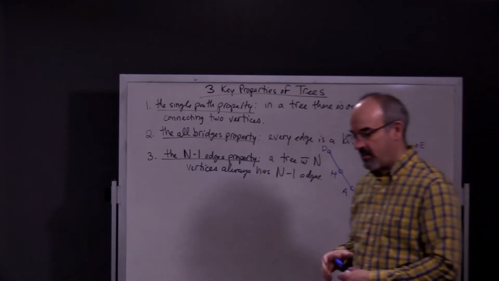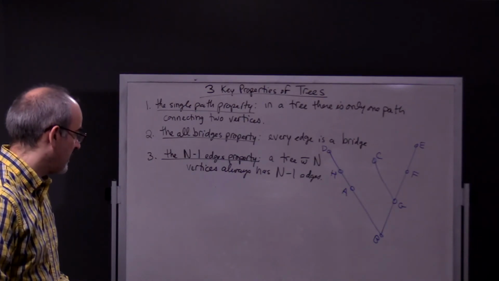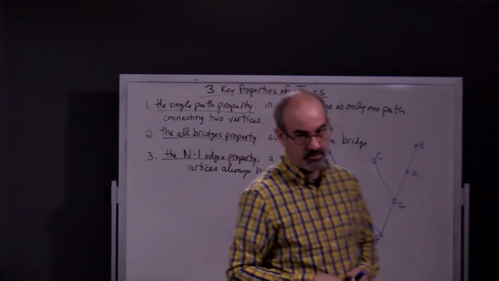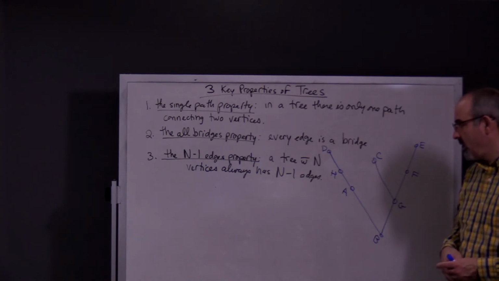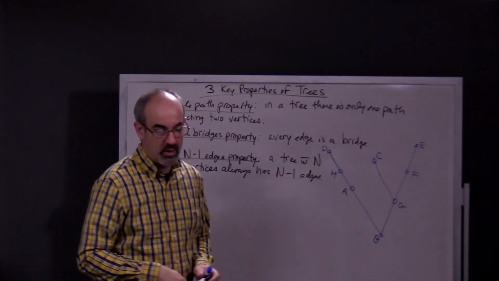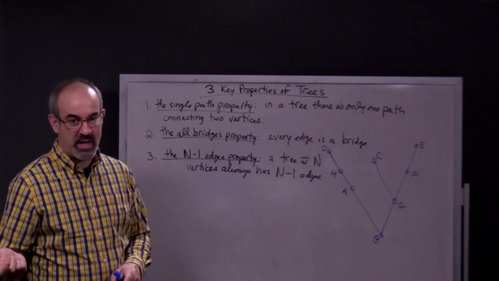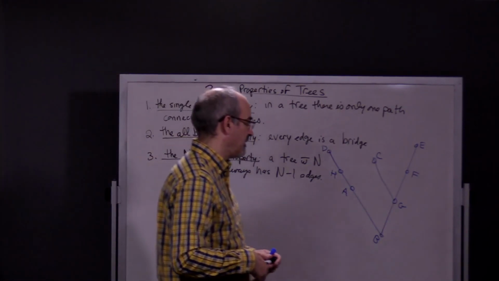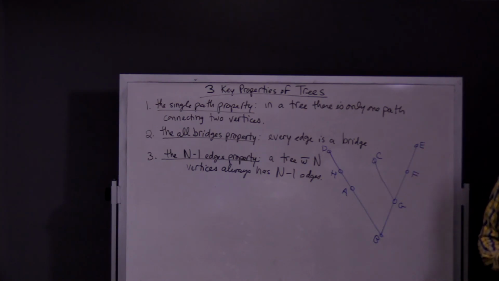So that's all the n minus 1 edges property states, is that if you have n vertices, there're going to be n minus 1 edges. Always. Okay. The converse is true too. If you know a network has n minus 1 edges and that it has n vertices, then the network has to be a tree. Right, so those are 3 key properties of trees.